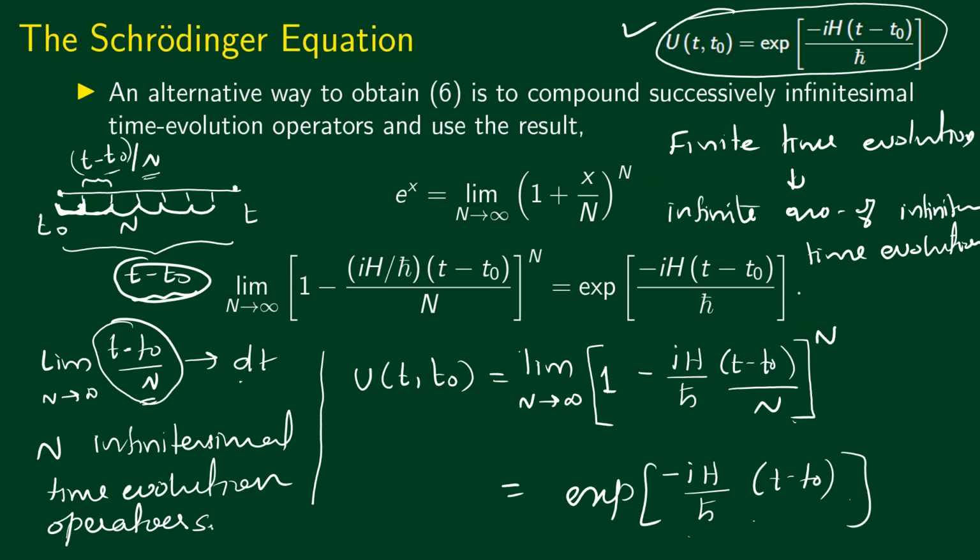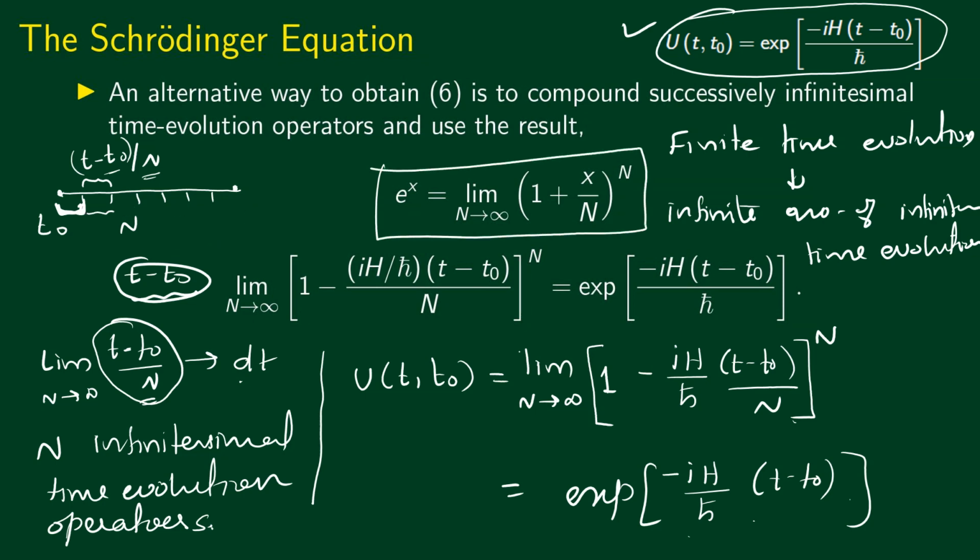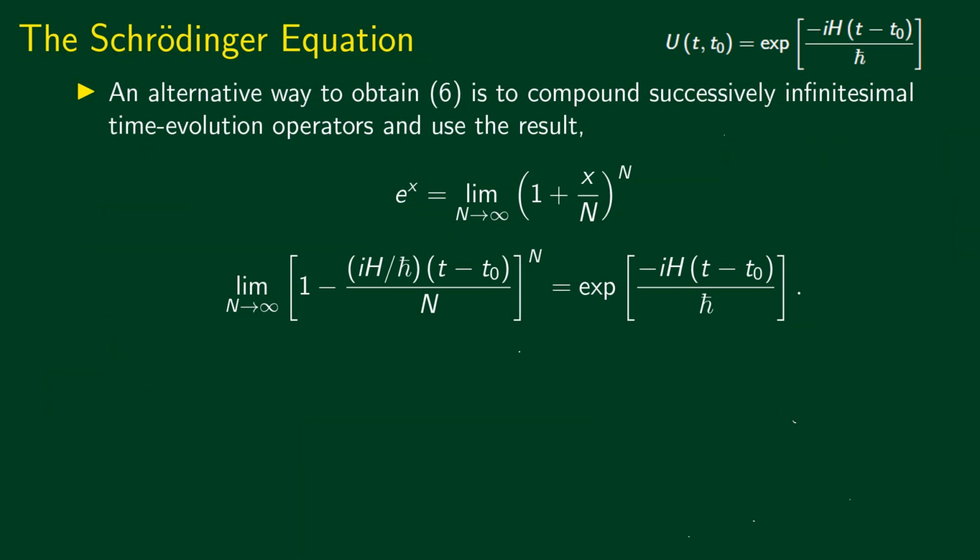I think we have already proved this when we discussed space translations. I don't remember exactly. Anyway, let's prove this result just for the sake of completeness. So let's start with the right hand side. Let's look at the limit n tends to infinity of 1 plus x divided by n, whole raised to n.